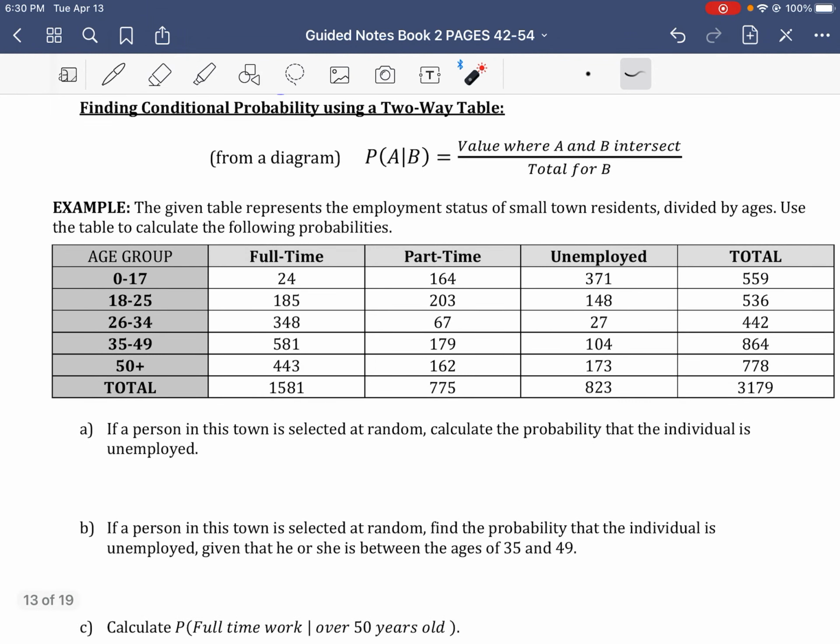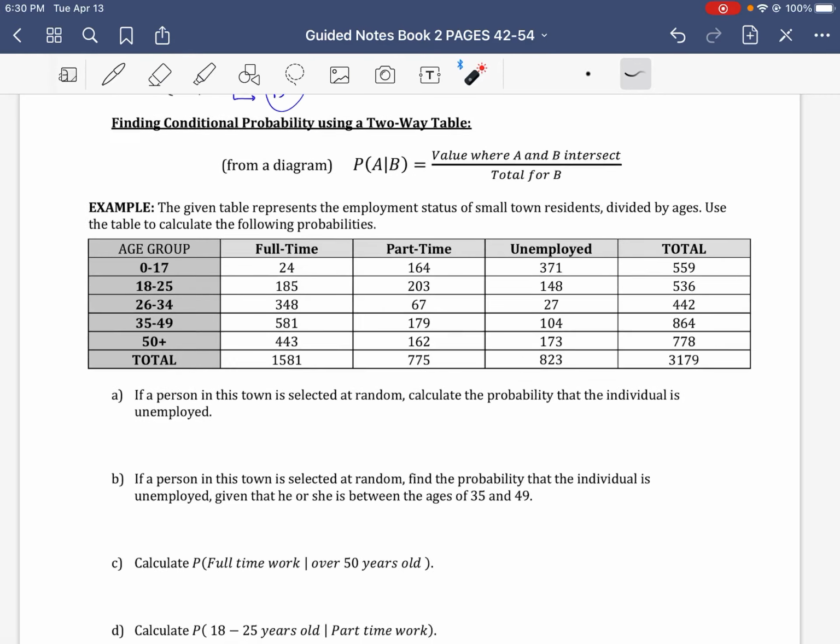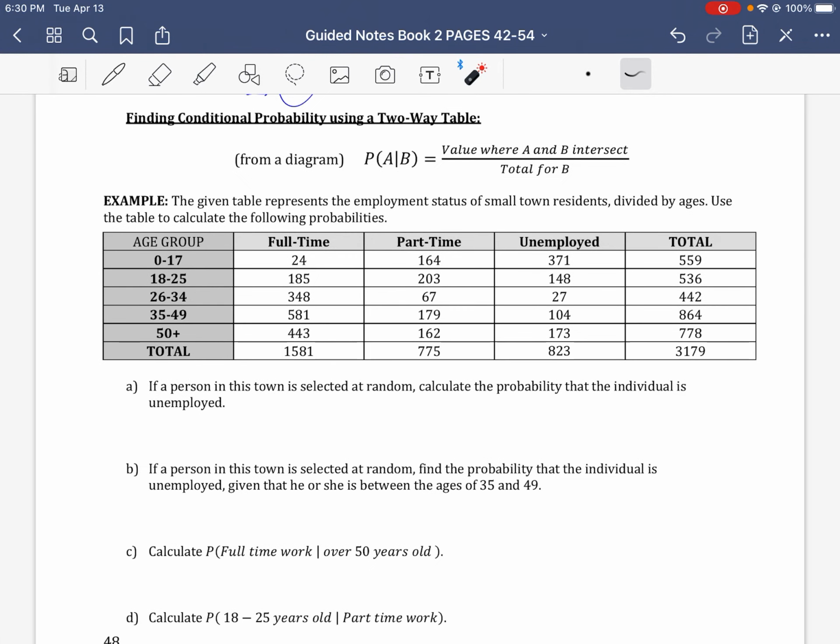All right, let's try it from a two-way table. Same idea again, but now we just have to refer to the two-way table. So notice up here, it says that we can find the probability here by finding the values where they intersect. So that's like the and then finding the total for B. So if a person in this town is selected at random, it looks like we have a table full of different age groups here, and then the type of employment they fulfill based on their age group.